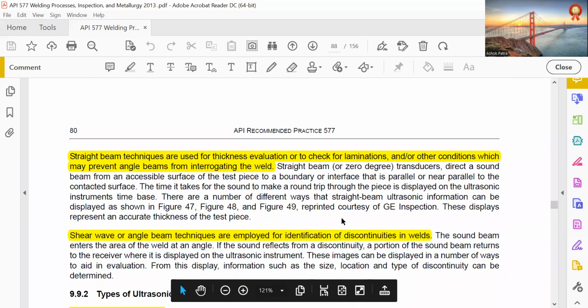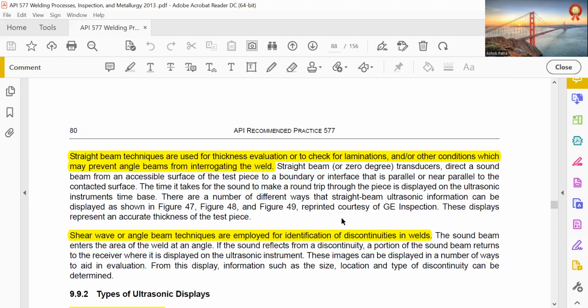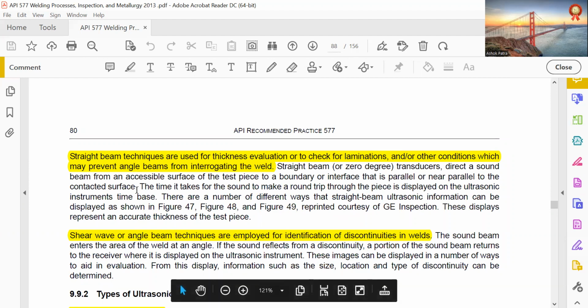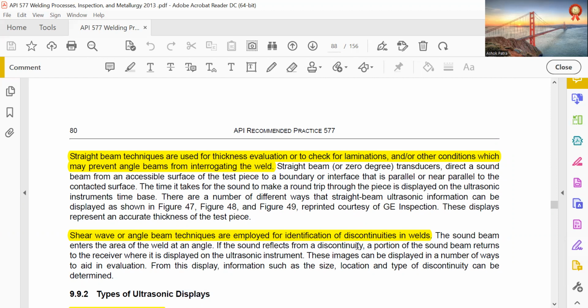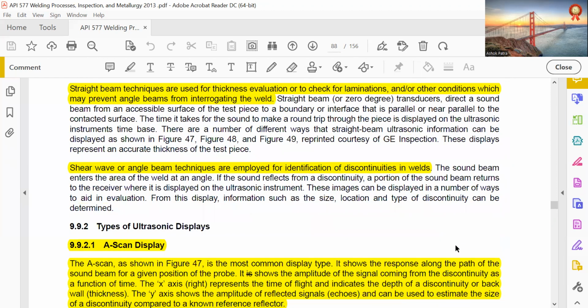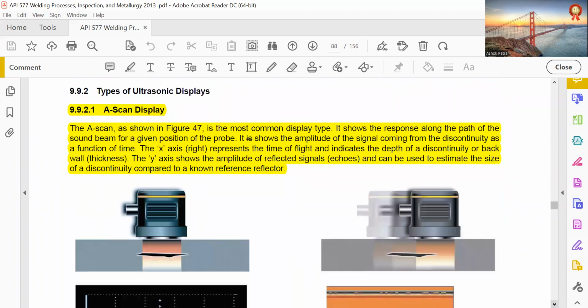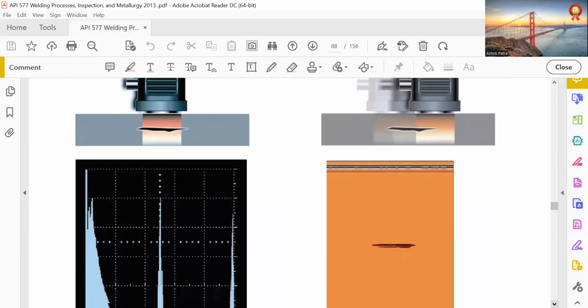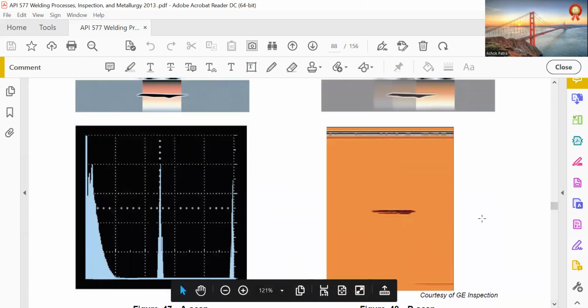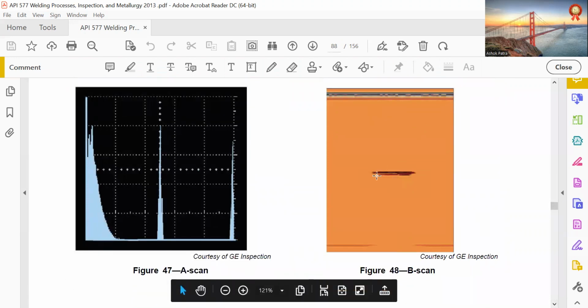Straight beam techniques are used for thickness evaluation or to check for lamination and other conditions which may prevent angle beams from interrogating the weld. Shear wave or angle beam techniques are employed for identification of discontinuities in the weld. A-scan display. So these are A-scan displays. These are B-scan displays.